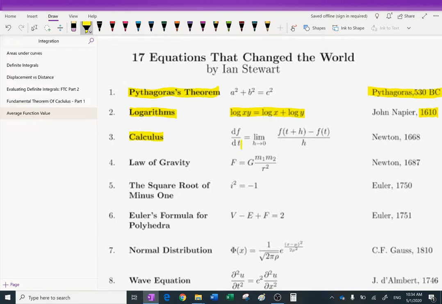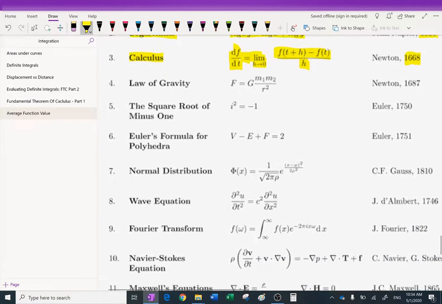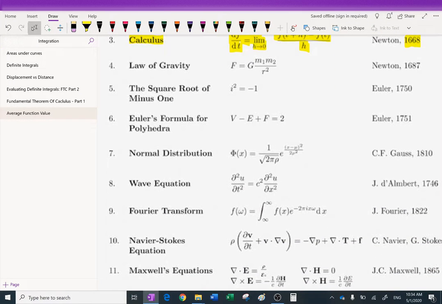What do they mean by calculus? What is this? What do you recognize? This limit as the denominator goes to 0. Yes, that's the definition of the derivative. That definitely changed the world the way we know it, by Newton, 1668. Then the law of gravity, the square root of -1. That's the one we teach you in complex analysis when you take it.